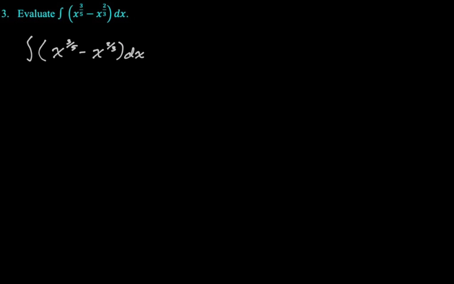The reciprocal is 5/8. So we're going to have 5/8 x to the 8/5. And then x to the 2/3. Add 1, you get 5/3. The reciprocal is 3/5, so it's going to be minus 3/5 x to the 5/3. I feel like I'm losing my voice. Okay, and then, of course, plus c.